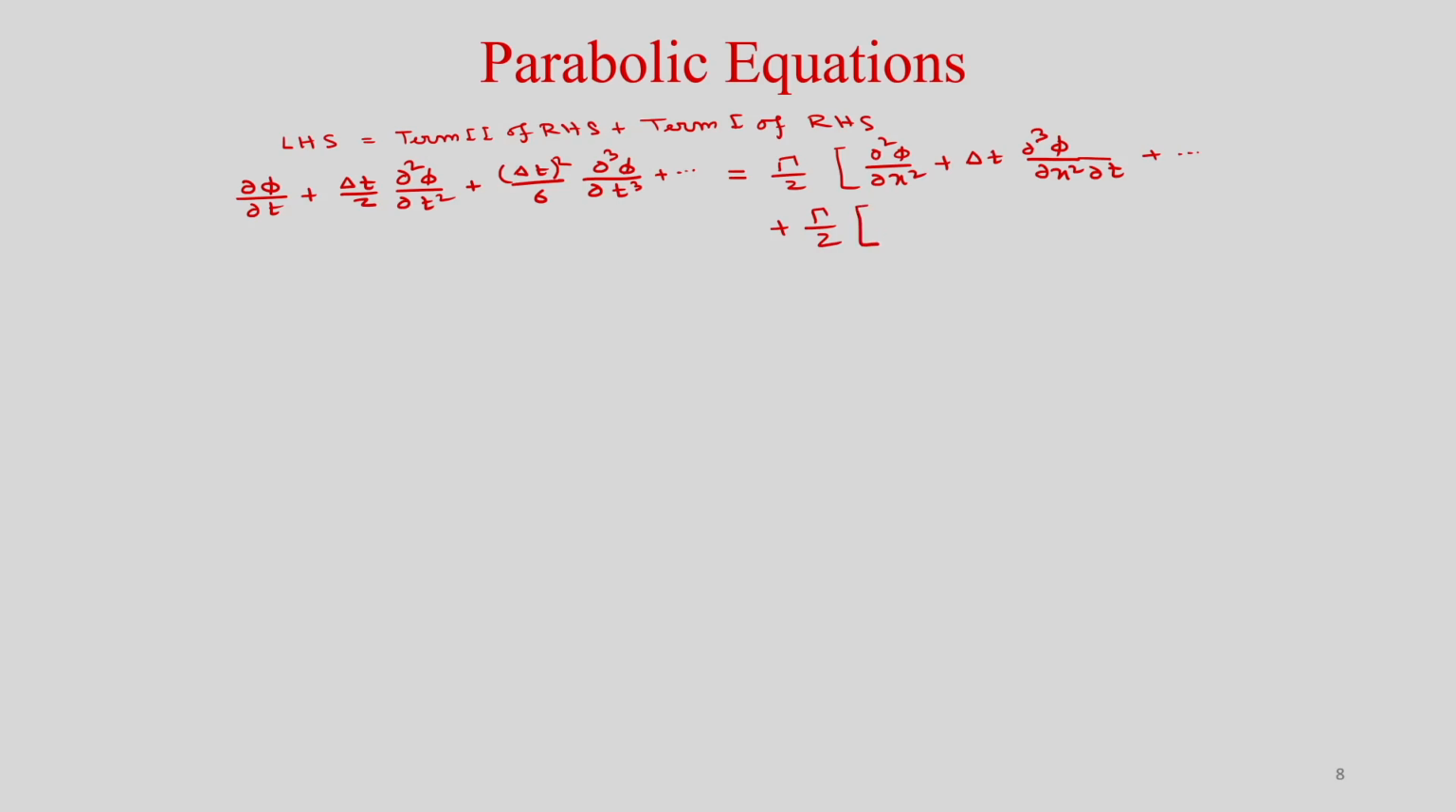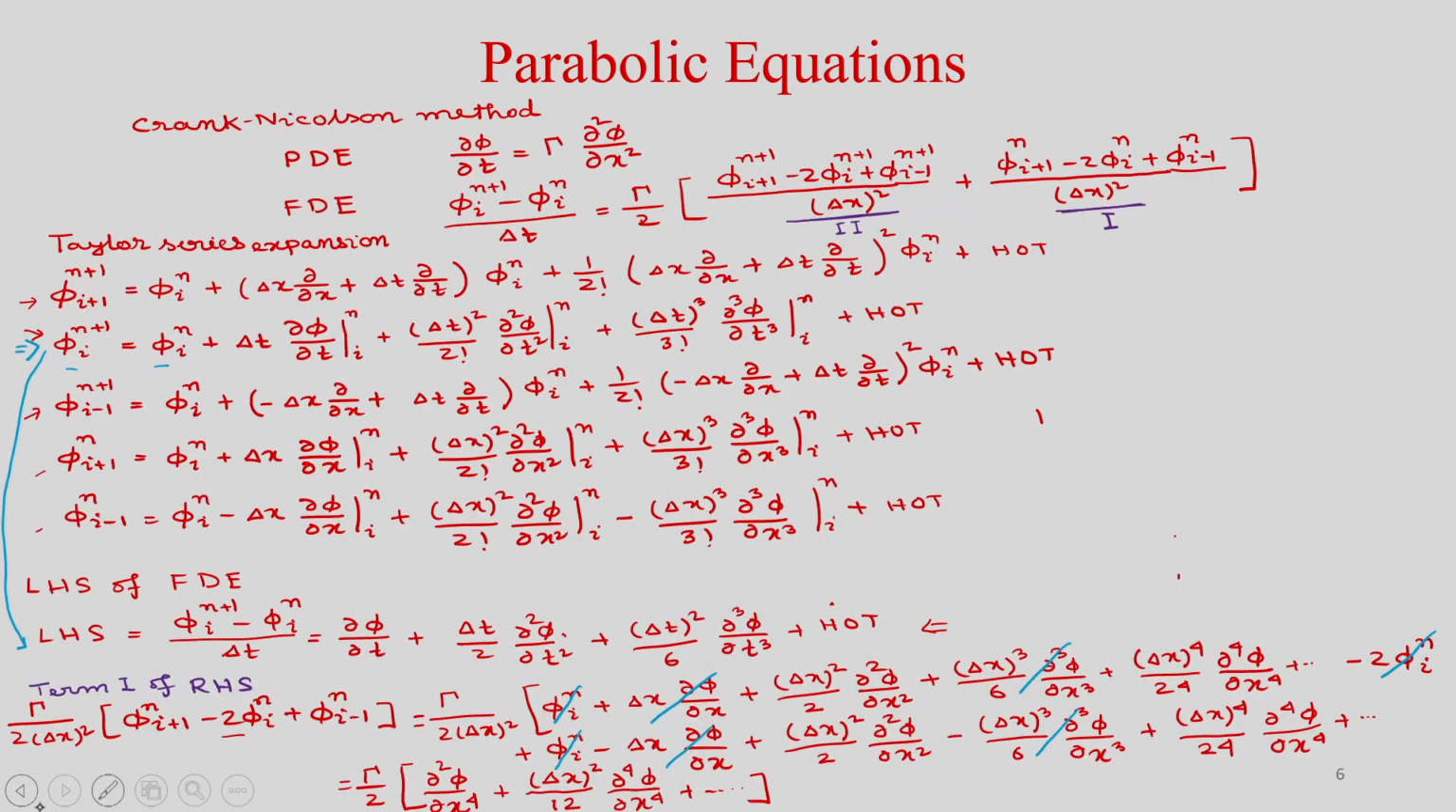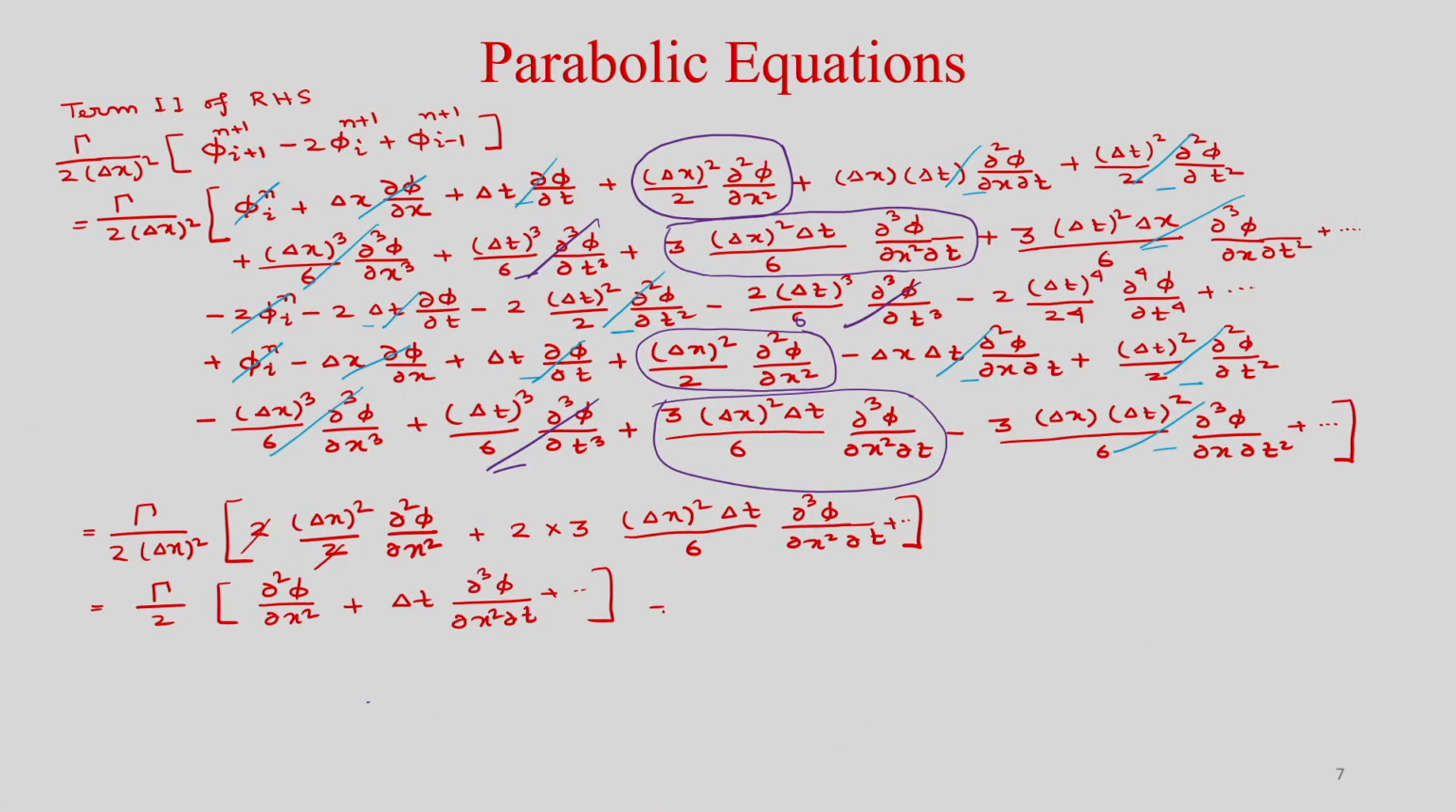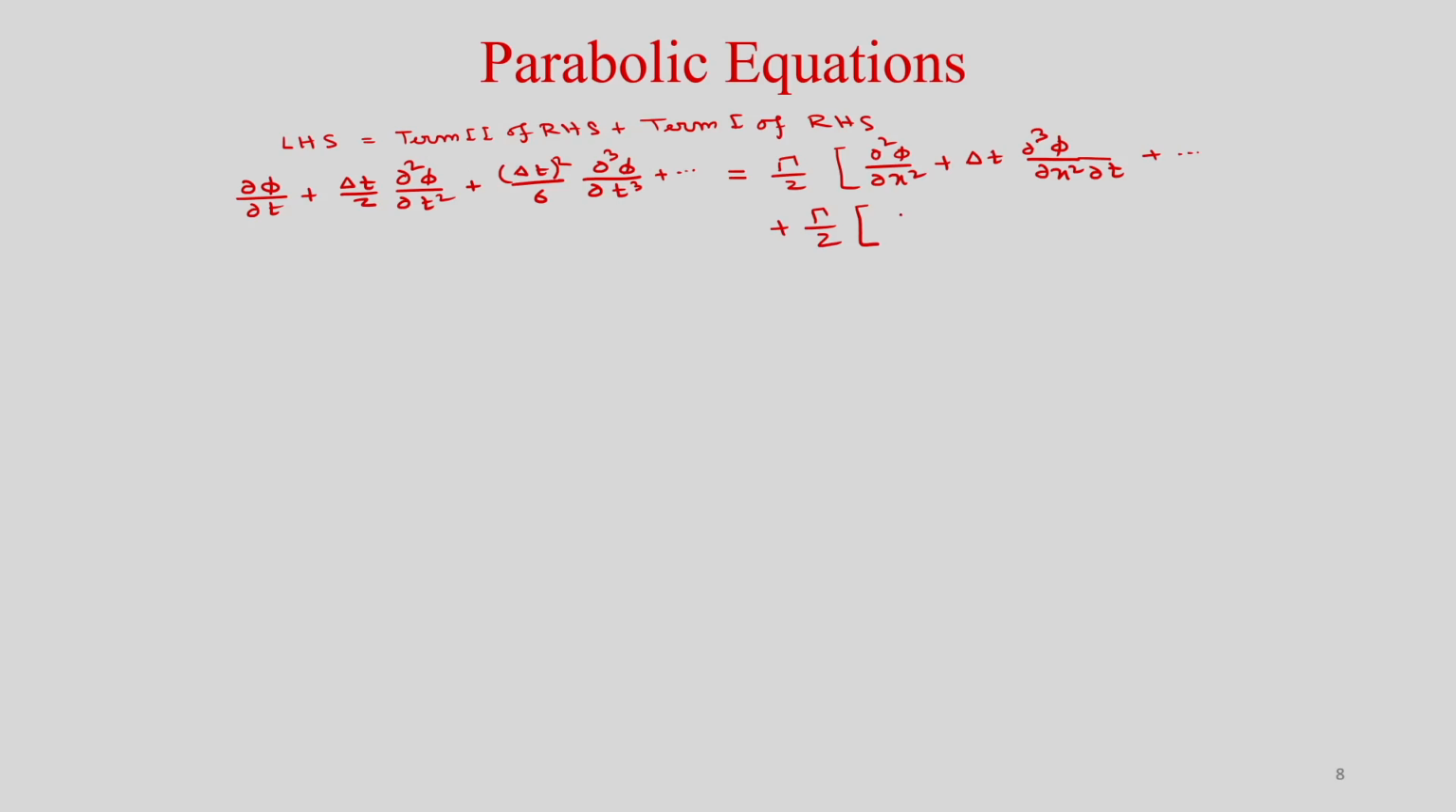So, term 2 is, you see, term 2 whatever we have written. So, this is the term 2. If you write it here, you are going to get del 2 phi by del x square plus delta x square by 12 del 4 phi by del x to the power 4 plus higher order terms. Okay. So, now we have written whatever we have got from the expansion. In the finite difference equation we put it and we have written. Now, we will find the truncation error.